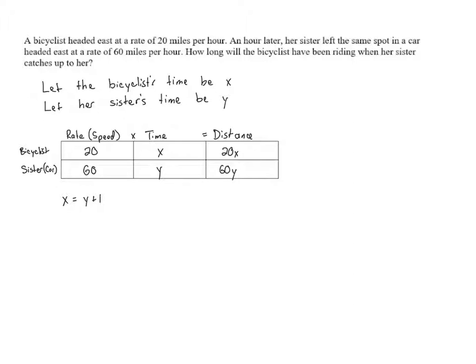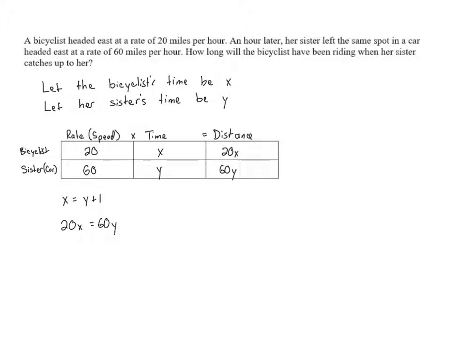The other piece of information that we haven't used is the fact that we're looking to see when the sister catches up to the bicyclist. If they start in the same location, and at that moment the sister is catching up to the bicyclist, that means that the distances that they've traveled have to be the same. They have to be equal to each other because she's caught up with her sister. So that means that 20x is equal to 60y. Now we have our system of equations and we can solve.